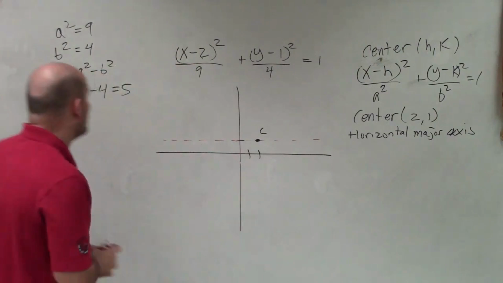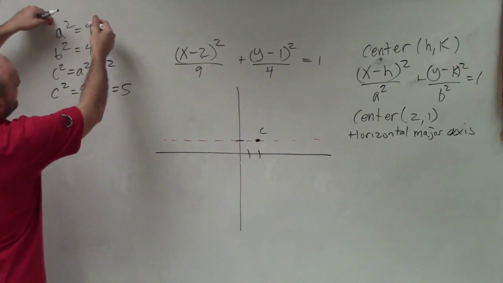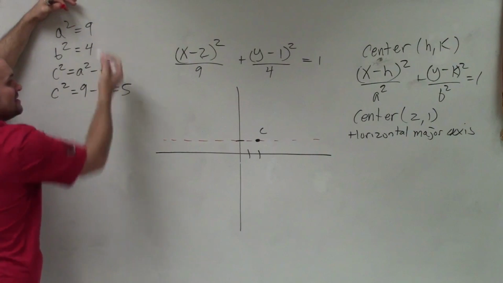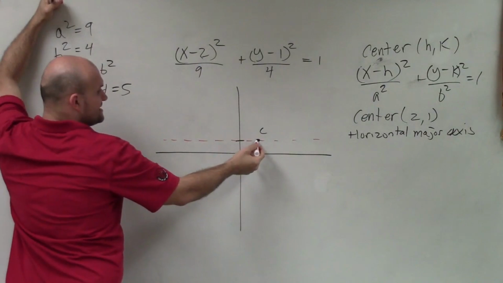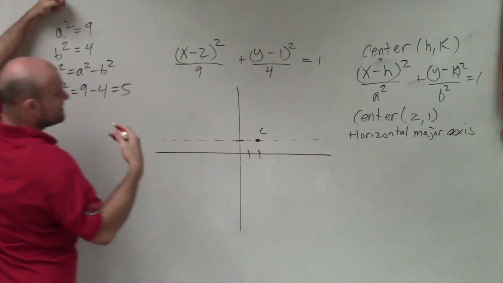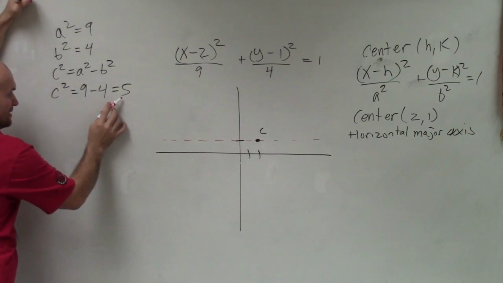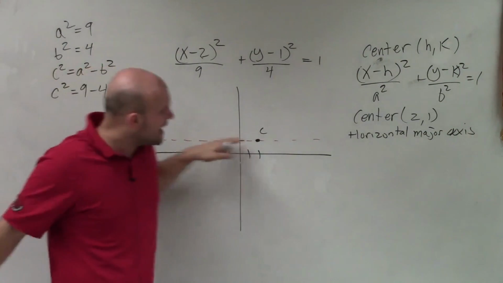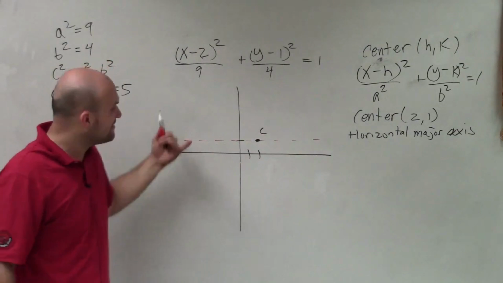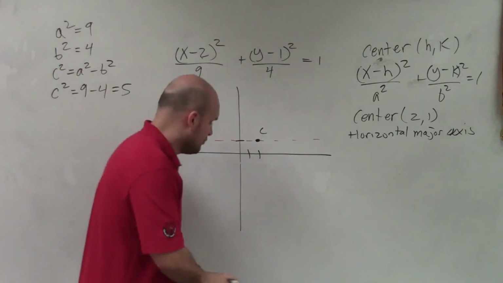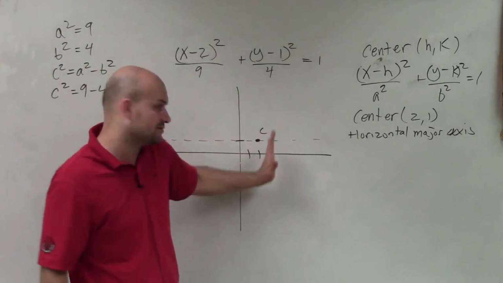And why that's so important is the distance from the center to the vertices is a. Now, if I want to find that distance, I'm going to be going left and right. The distance from the center to your foci is c. And again, I have to go along this major axis. So my vertices and my foci are all going to lie on this dotted red line, where my co-vertices are going to be perpendicular to that line.